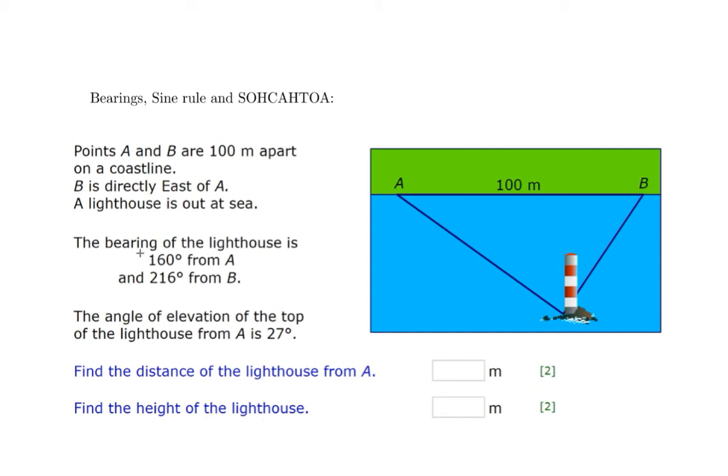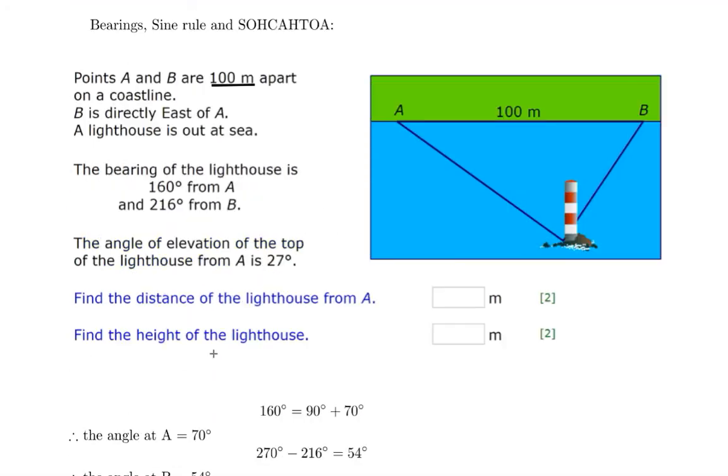So what have we been given? We have been given the bearings at A and B, and we've also been given the angle of elevation. One other major point that we've been given is there's 100 meters between there. That will be advantageous as well, of course. So how can we begin? The first thing to recognize is what therefore we know, and we know information about bearings perhaps.